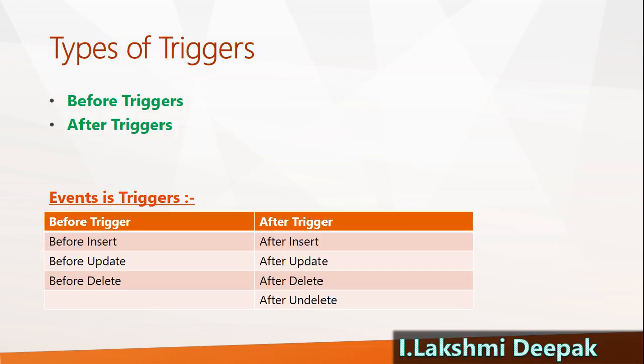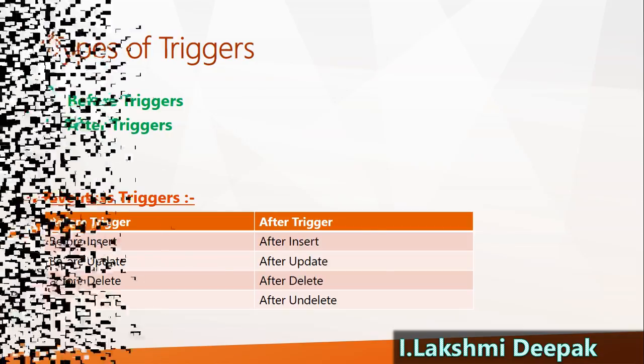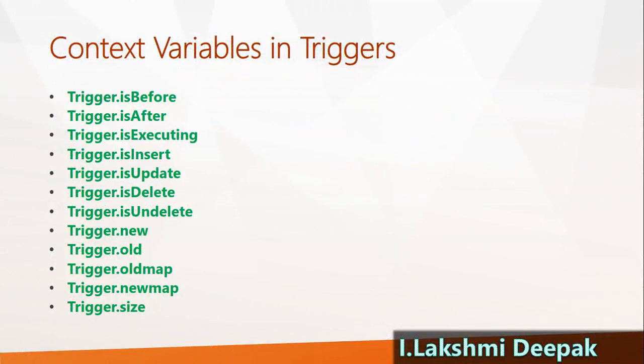Consider I want to do some operation at the time of insert. I want to do some operations at the time of update. I want to do some operations at the time of delete and undelete. So for these changes we have a declaration, a context variable which will regulate and understand the event of the trigger execution. These are some events which you are seeing here. These are some variables available in triggers which will control the scope of code execution of a trigger. So generally we refer to them as context variables in triggers.